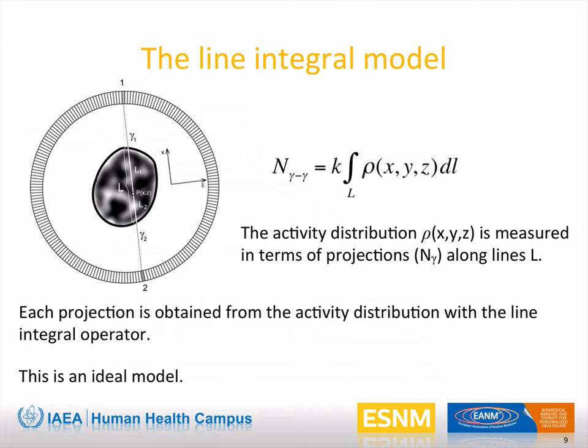This is of course an ideal model. It assumes zero positron range, no deviation from collinearity, and an ideal behavior of the detector. This deviation from the ideal model will be analyzed later, looking into all of the terms that contribute to this deviation from the ideal behavior.